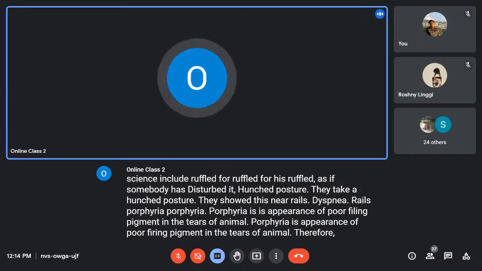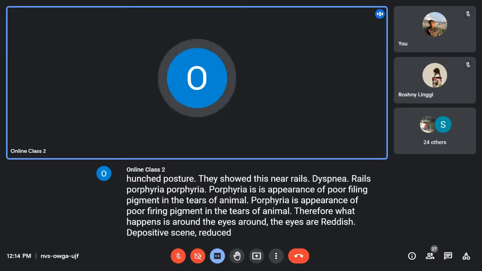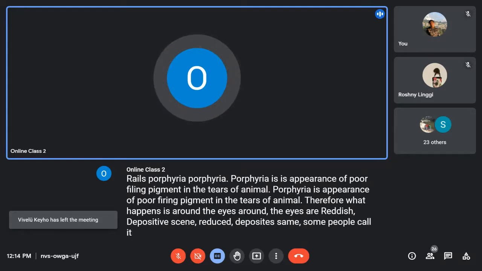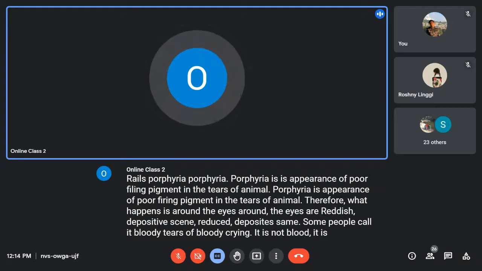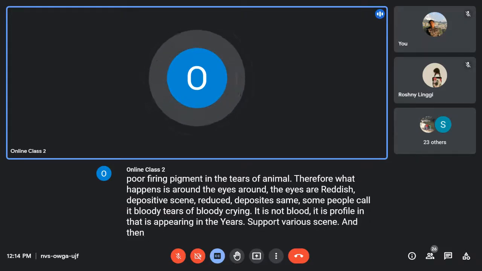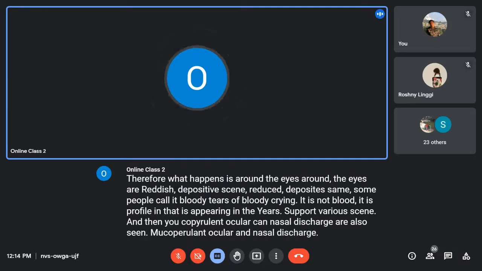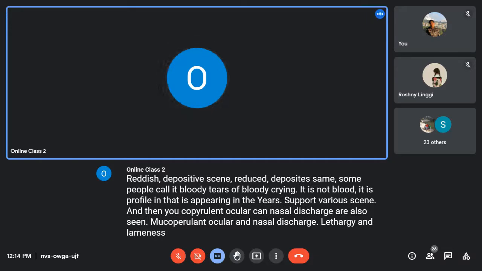Therefore, what happens is around the eyes, a reddish deposit is seen. Some people call it bloody tears or bloody crying. It is not blood, it is porphyrin that is appearing in the tears. So porphyria is seen. Then mucopurulent ocular and nasal discharge are also seen. Lethargy and lameness are also seen.